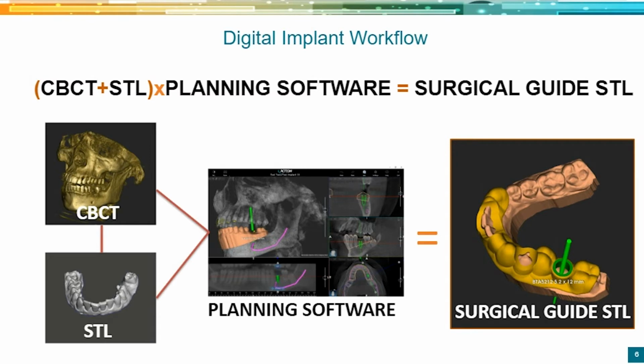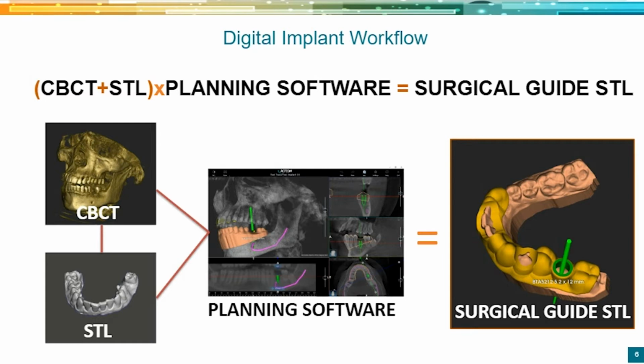You then need to have a planning software, or your lab has a planning software, that combines the two. So now we have the 3D X-ray and the patient's intraoral condition, and we overlay the two. You can see in that screenshot that the lower STL has been overlaid on top of the X-ray, and that's how we bring the two together. Now we know how the tissue and the teeth line up with the bone.